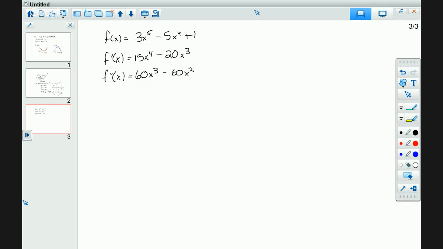Alex, what's the next step for finding a point of inflection? 60x squared out. Okay, we can start there. What's over here? Thank you for listening to your friends. Consider you friends. What are my x values? X is 0 and 1, right?